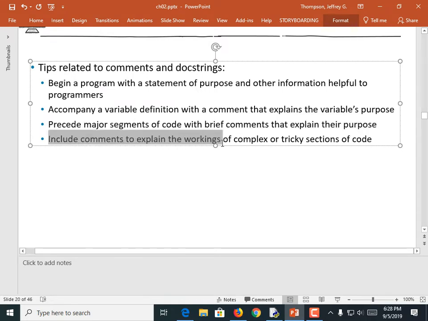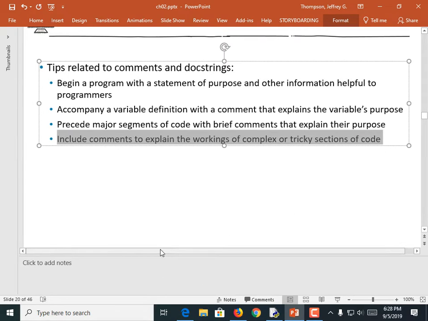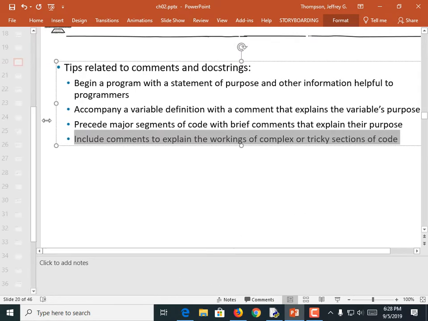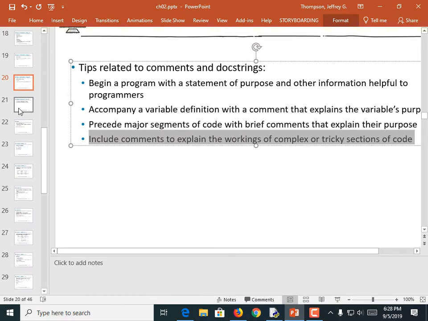And include comments to explain the workings of complex or tricky sections of the code. If something looks weird to you, it's certainly going to look weird to the next person who looks at the code. Or when you come back and look at it 2 years later. I've looked at code that I wrote 10 years ago, and I can't figure out what I'm doing because I didn't put the comments there that explain it.